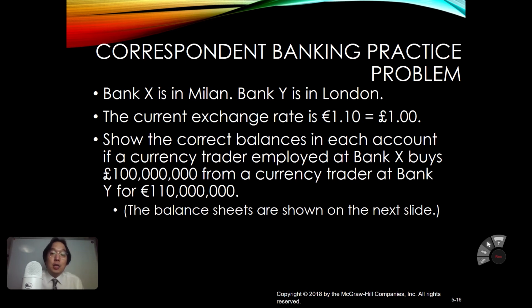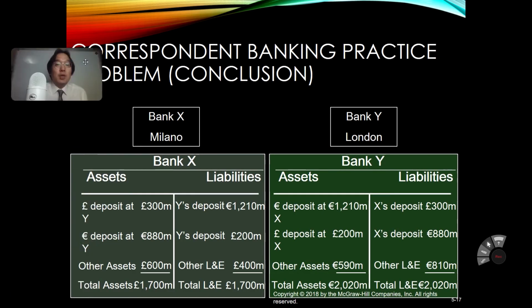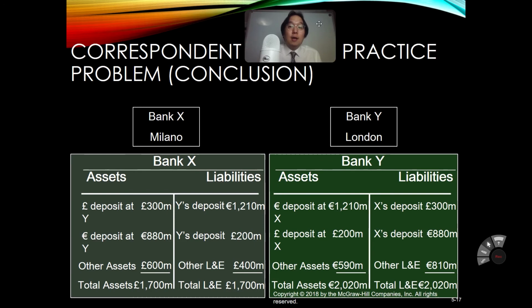So the balance sheets are shown in the next slide. Bank X buys 100 million pounds from Bank Y in London. Now, here one interesting thing is that Bank X is in Milan and Bank Y is in London.